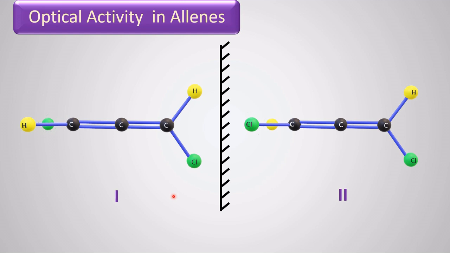Similarly, the hydrogen in structure 2 is not superimposable with the hydrogen in structure 1, as hydrogen in structure 2 is going away from the observer, whereas hydrogen in structure 1 is coming towards the observer. Therefore structure 2 and structure 1 are non-superimposable mirror images of each other, and therefore they are enantiomers.